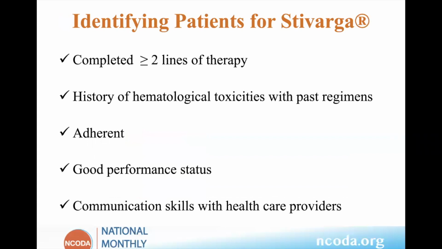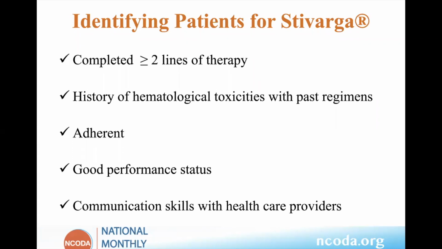So identifying patients for Stivarga, I think, again, we do have experience with this. It has been available and on the market. When I think about our patients at the University of Illinois, they have had to have completed standard chemotherapy or therapy. But good patients for Stivarga are those that have received FOLFOX or FOLFIRI, standard chemotherapy, and have experienced hematological toxicities where we've had to dose reduce or use something like Neulasta or Neupogen. These are patients that perhaps would benefit from Stivarga versus some of the other treatments available.